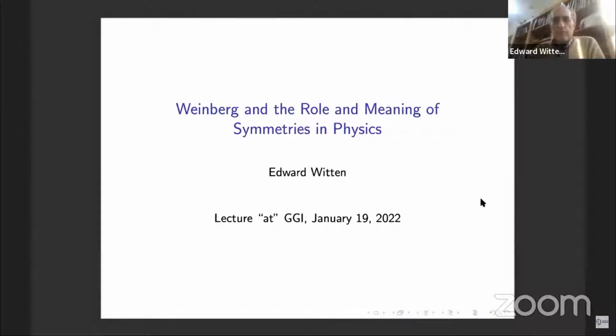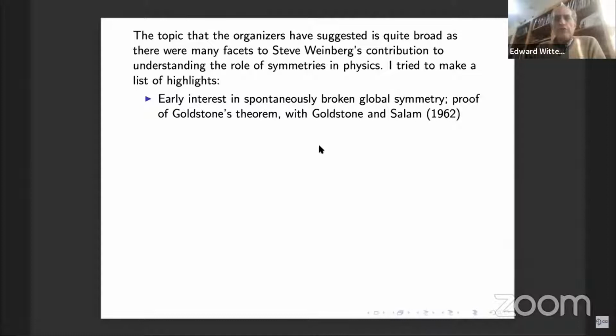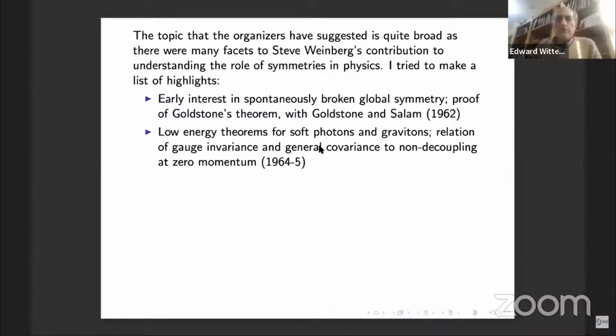So this topic is extremely broad, as there were so many facets to Steve Weinberg's contributions to understanding the role of symmetries in physics. I tried to make a list of highlights, most of which we've heard at least a little bit about from the first two talks. There was his early interest in spontaneously broken global symmetry, with several proofs of Goldstone's theorem, or as they called it, Goldstone's conjecture, with Goldstone and Salam. There were low energy theorems for soft gravitons and photons, and the relation between assuming that a photon or graviton doesn't decouple at low momentum and a requirement of gauge invariance or general covariance in its couplings.